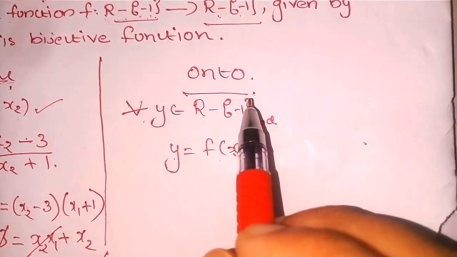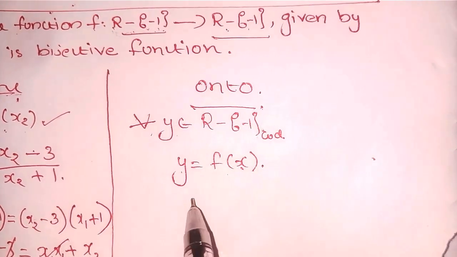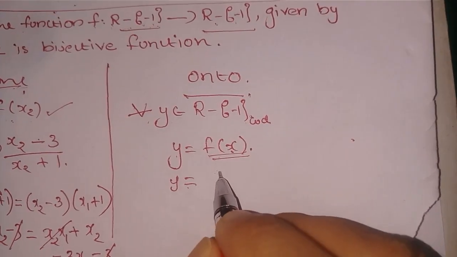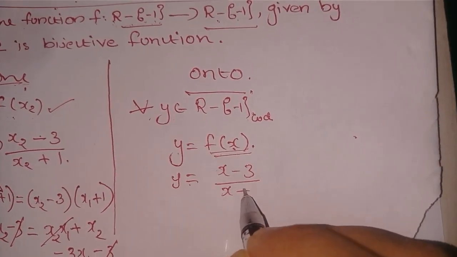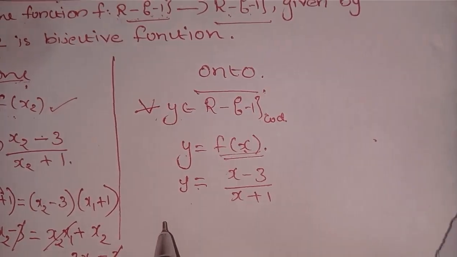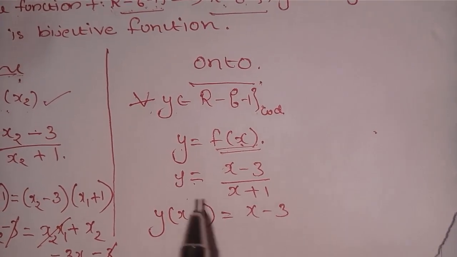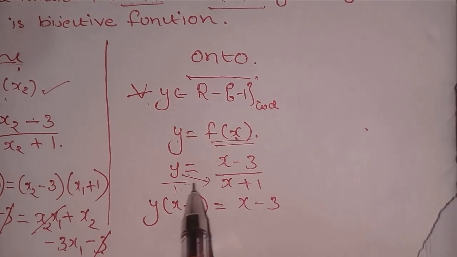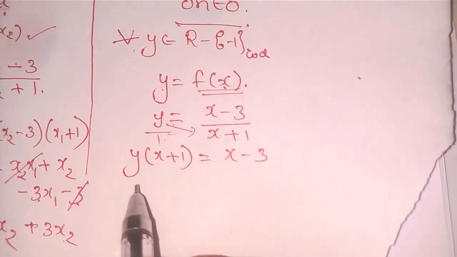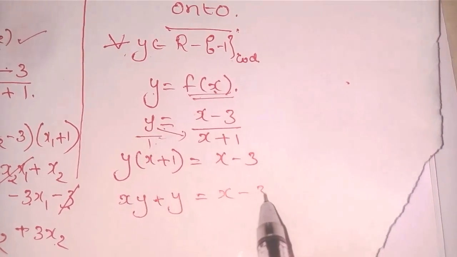To check the onto condition in every function, we have to follow the same procedure. So y is equal to f of x, that means y = (x - 3)/(x + 1). Then from this equation we want to find the value of x. Cross multiply and simplify. So cross multiplying and simplifying these terms, we get xy + y = x - 3.